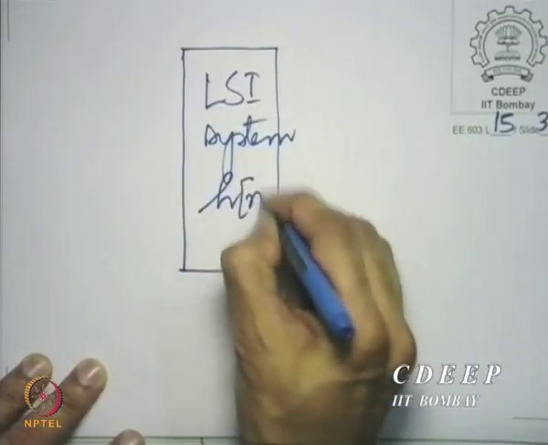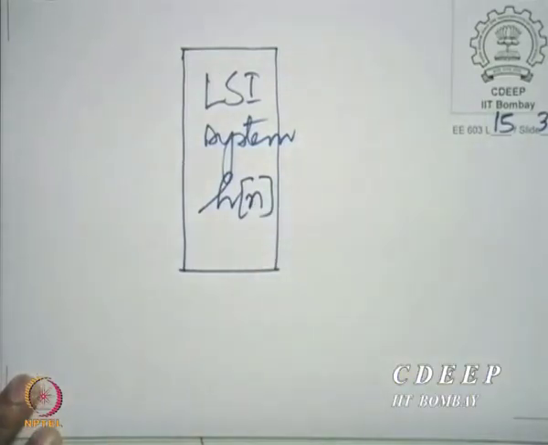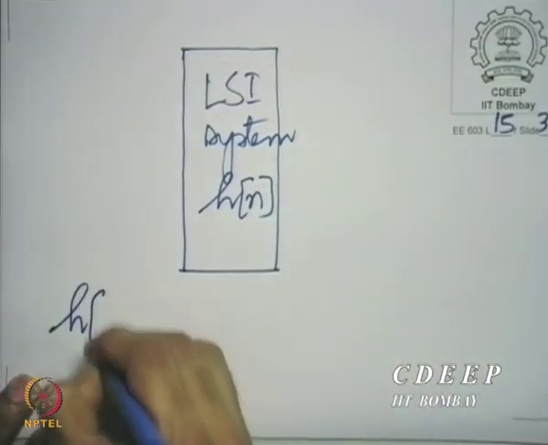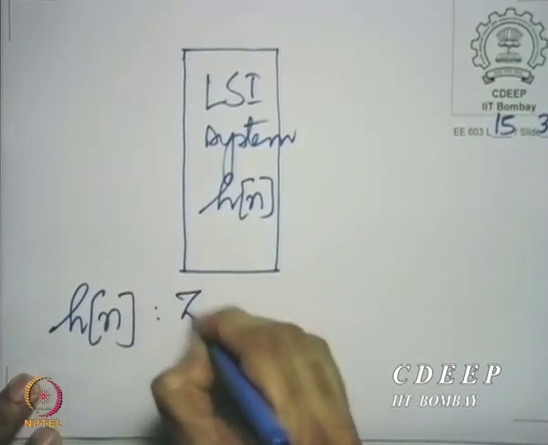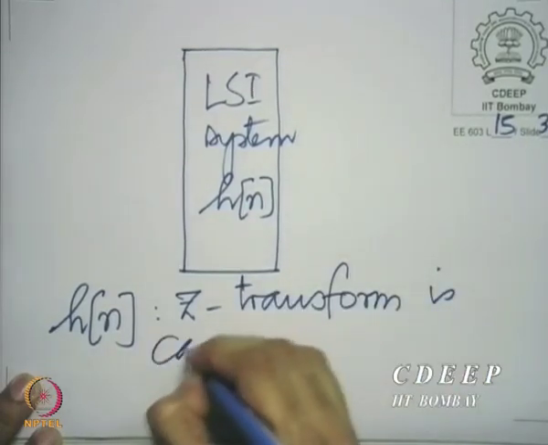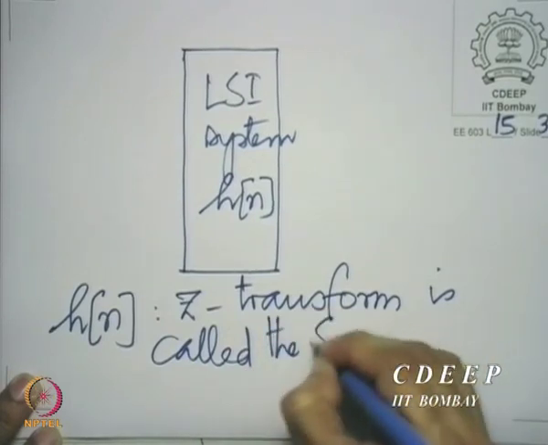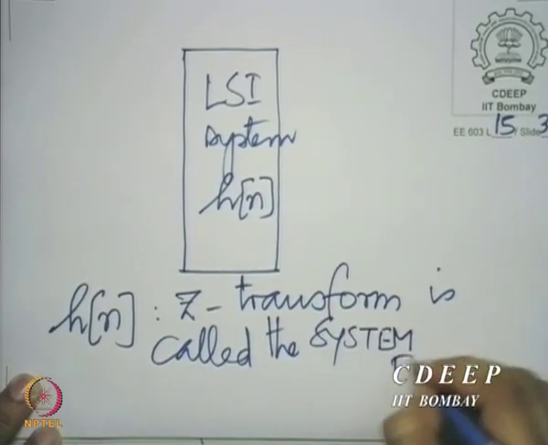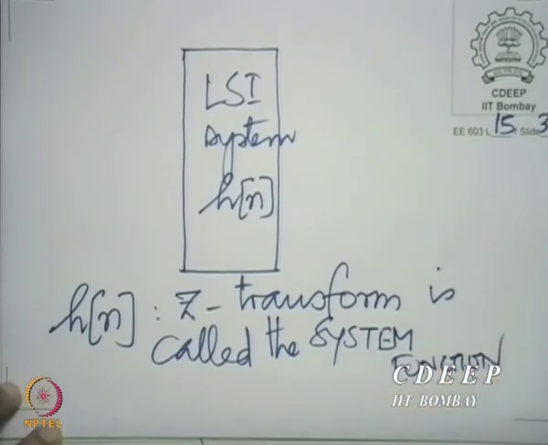With impulse response h[n]. Now, I introduce a very important idea. The Z transform of h[n], if it exists, is called the system function. I must point you to a couple of important warnings here. A system function is not just an expression. A system function is an expression with a region of convergence.